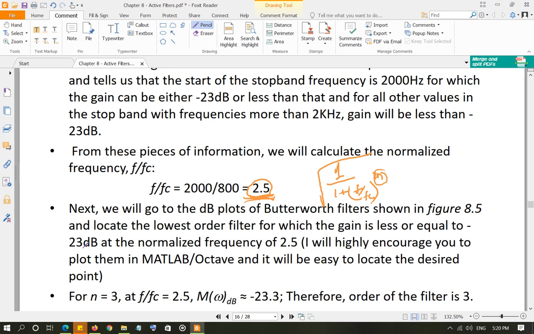So from the top, let's see at 2.5, you see that it is negative 2 decibel for n equal to 1. So you're going to reject this. Then the second one, you see negative 15 decibel, you're going to reject this. The third one, you see negative 24 decibel. Now negative 24 decibel is less than negative 23 decibel. So you're going to say, okay, now this satisfies my requirement of the given frequency values. So you're going to take that n equal to 3 as the order of the filter that will satisfy your requirement.